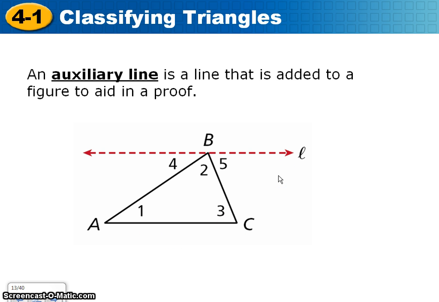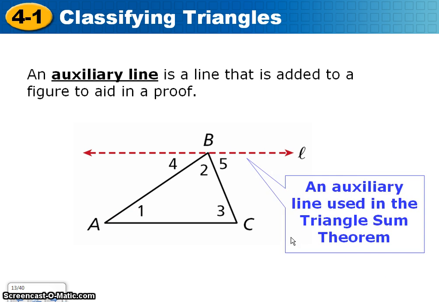This line is guaranteed by Euclid's parallel postulate, which says that through a point not on a line, exactly one line parallel to my given line can be drawn. So I'm going to draw through point B one line parallel to the line AC. So that's what I'm going to draw with my auxiliary line here. So this is the line that's used in the triangle sum theorem.